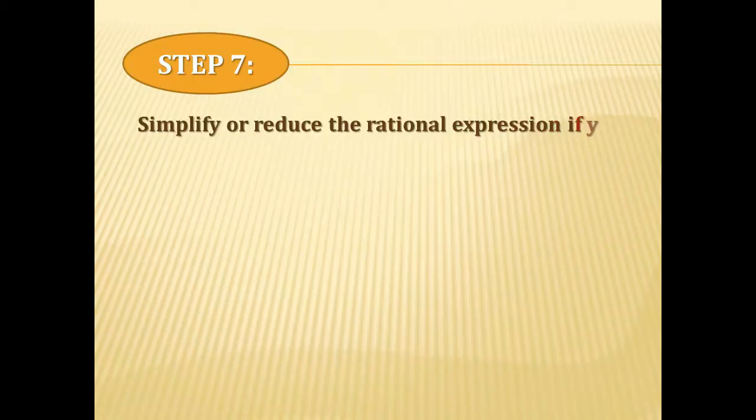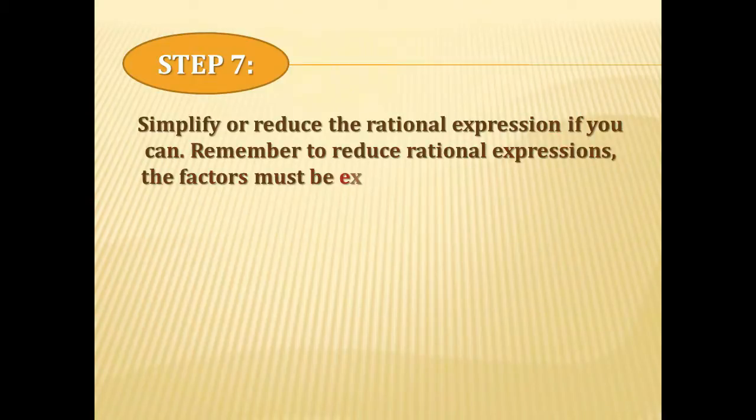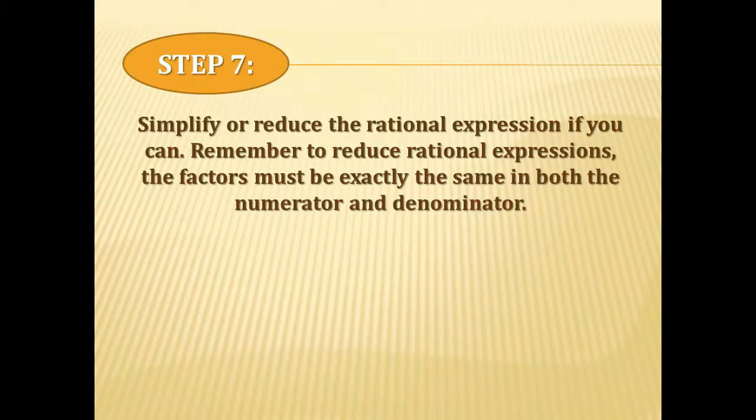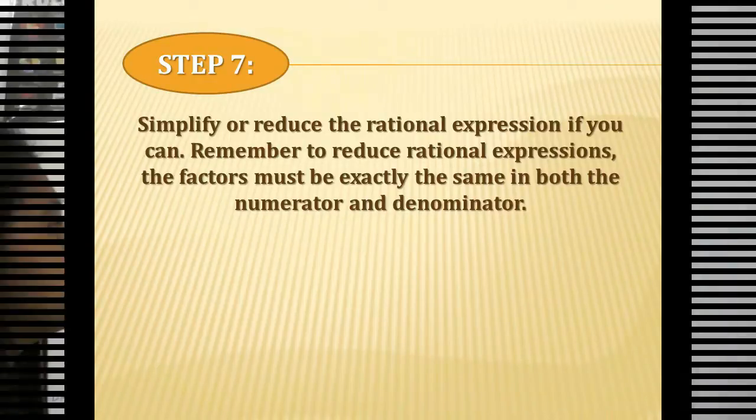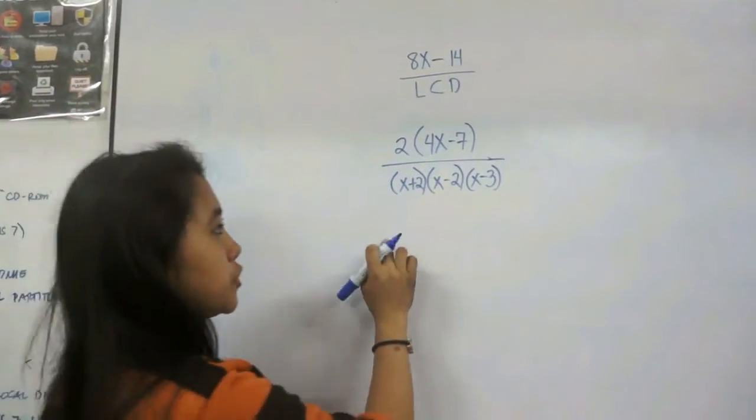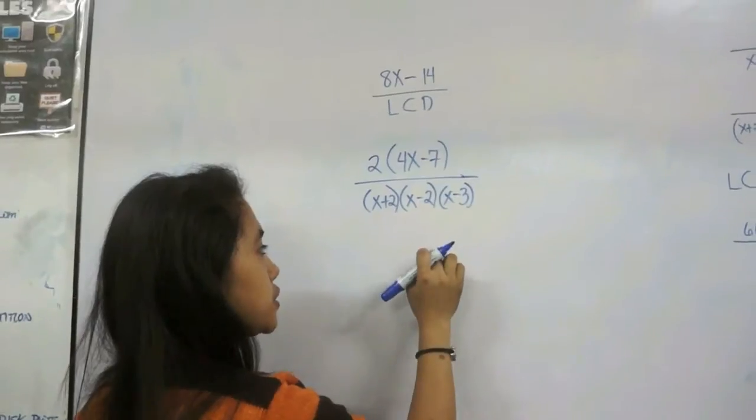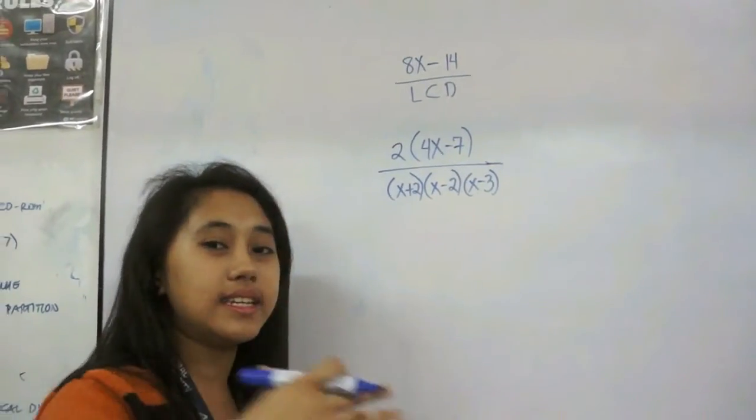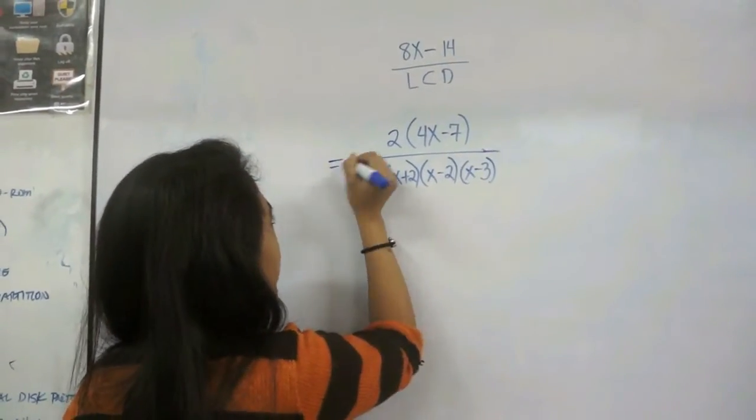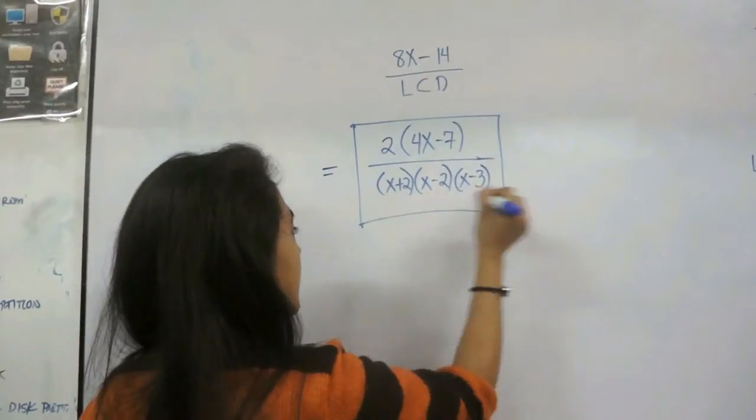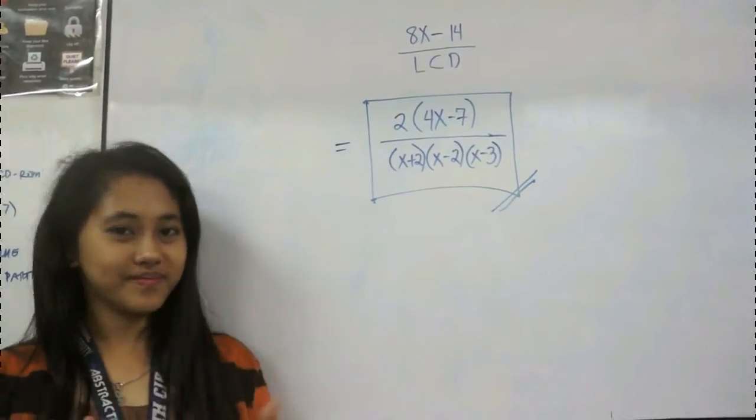Step 7 and the last step. Simplify or reduce the rational expression if you can. Remember, to reduce rational expressions, the factors must be exactly the same in both the numerator and the denominator. Since 2 times 4x minus 7 over x plus 2 times x minus 2 times x minus 3 is in its simplified form, the answer is this. Adding and subtracting rational expressions follow the same rule.